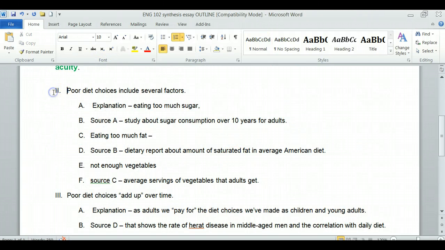So my first idea that I want to talk about is that poor diet choices include several factors. This is not a very well-worded topic sentence, but it does sort of get things going. And so I'm going to talk about too much sugar, too much fat, and not enough vegetables. And I'm going to cite information from source A, source B, and source C.